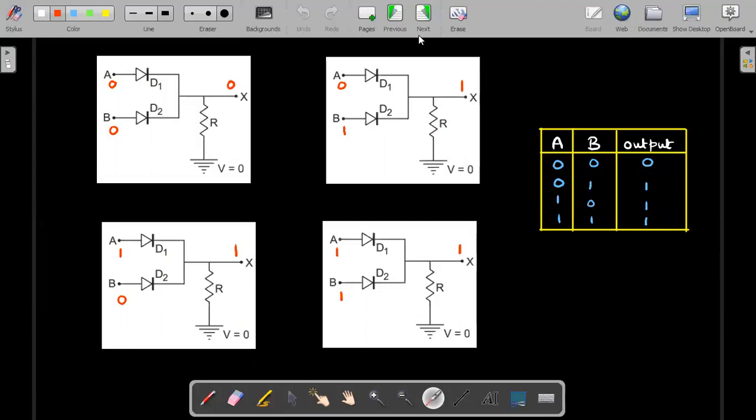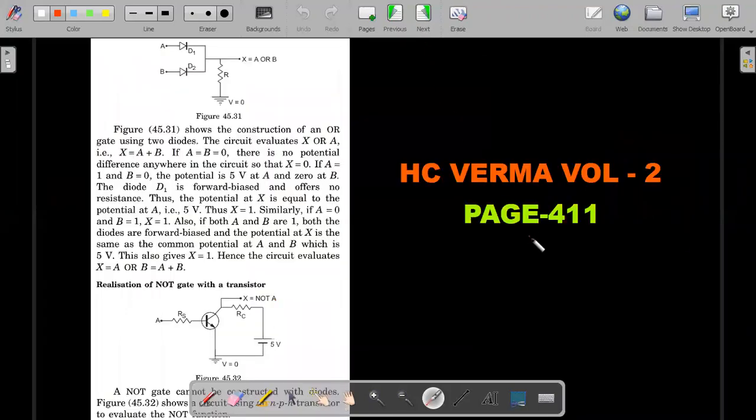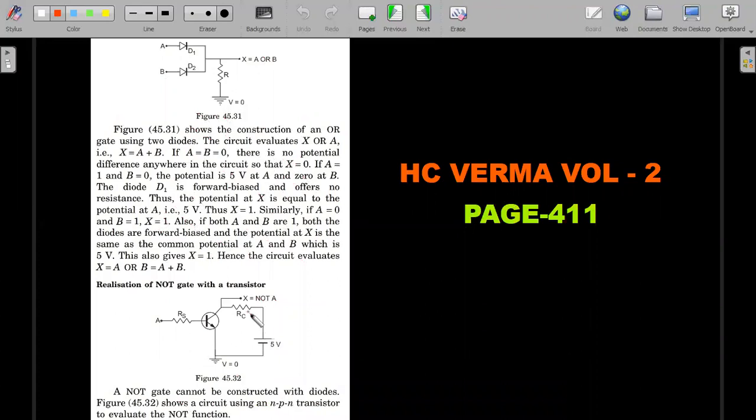These kinds of diode analysis for the OR and AND gates are not given in NCERT, but you have a very standard textbook called H.C. Verma volume 2 on page number 411. I have illustrated here the same diagram that I have picked from it, so you could see the same explanation that I gave or a similar one. Also it is there for the AND gate and also the transistor, which has a good explanation of why it is a NOT gate. Due to the length of the video, I'm not going to cover all of this. So please, I request you to go to page number 411. And for any future problems, this would be a very good page to read through.